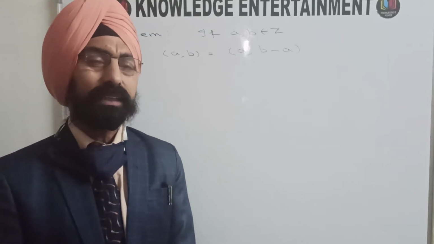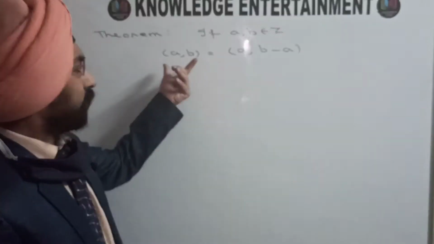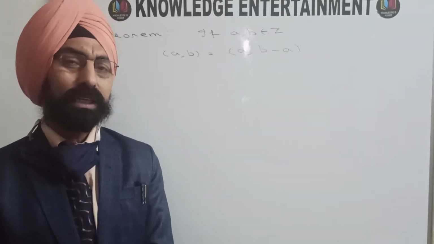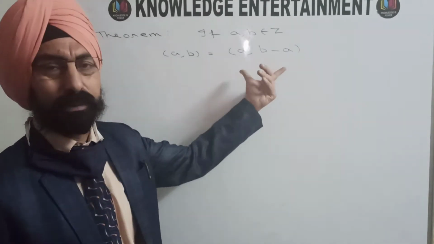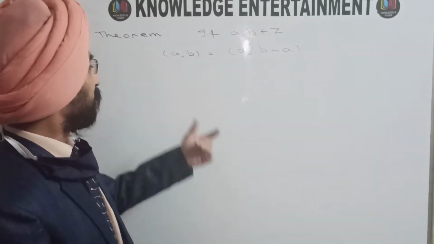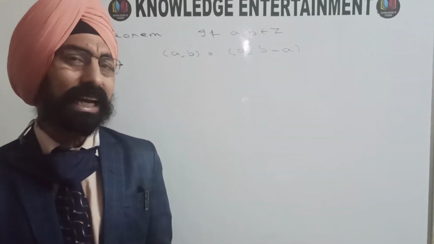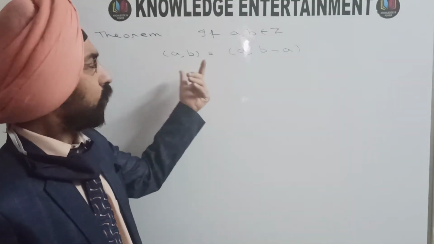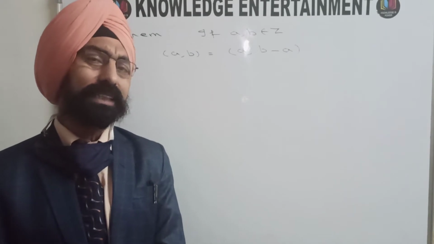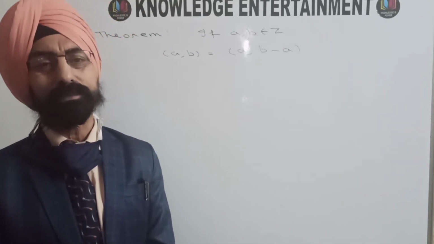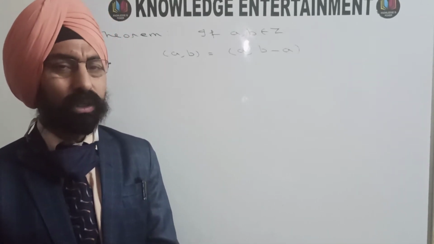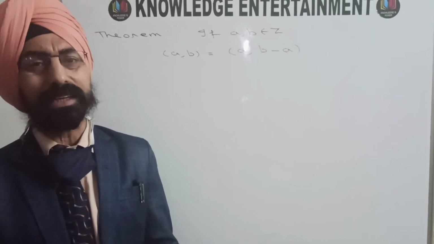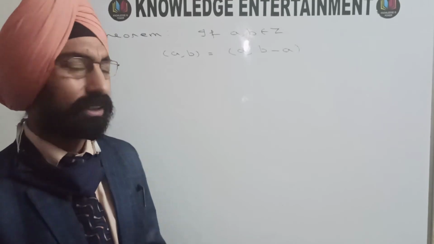I'll show that if D is a common divisor of A and B, then D is a common divisor of A and B minus A also. And if D is a common divisor of A and B minus A, then D is a common divisor of A and B also. This I'll show, which will mean the common divisors of A and B and the common divisors of A and B minus A are all the same. And as I told you, if the common divisors are exactly the same, then the greatest common divisor must also match.